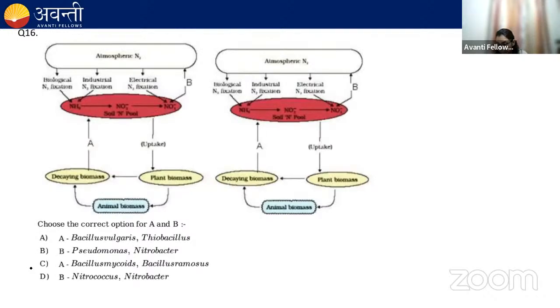Now, moving to the next question. Choose the correct option for A and B. Here you can see nitrate is reduced to nitrogen gas. So here denitrification is occurring. And the bacteria involved in denitrification are Thiobacillus and Pseudomonas.